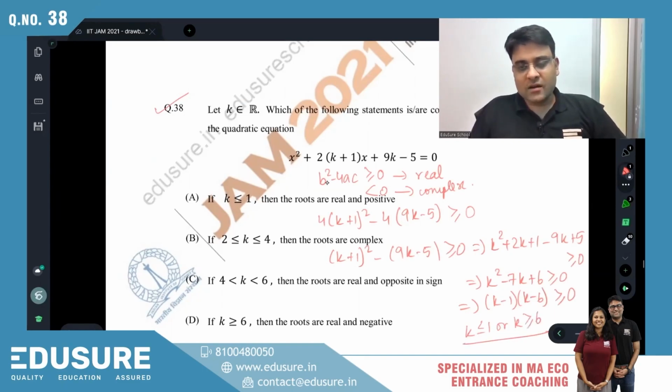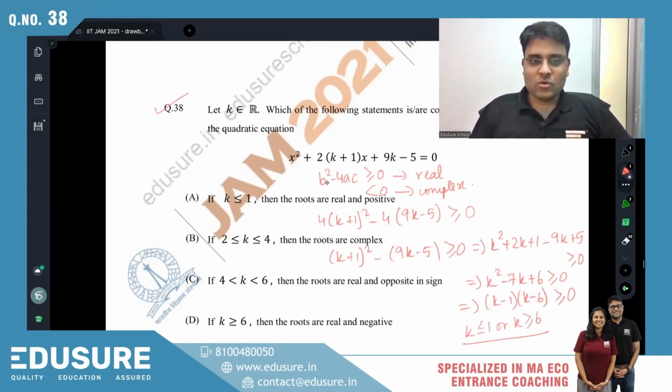the roots are real. Okay, roots are real and opposite in sign. K less than or equal, roots are real and positive. Okay, between 2 and 4 the roots are complex. This is definitely the case. 100%.